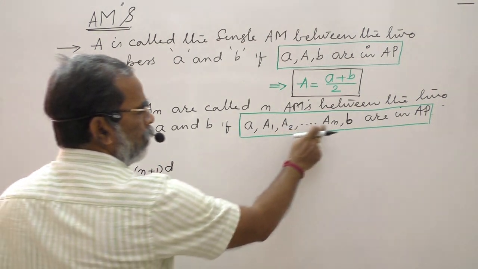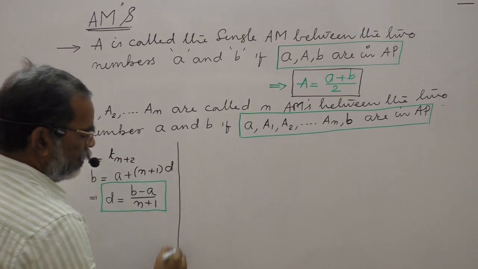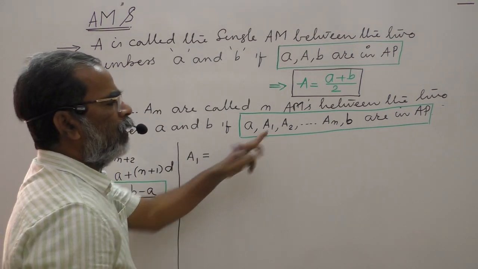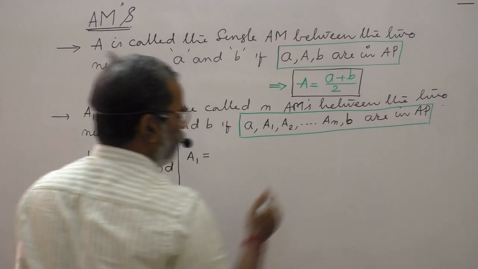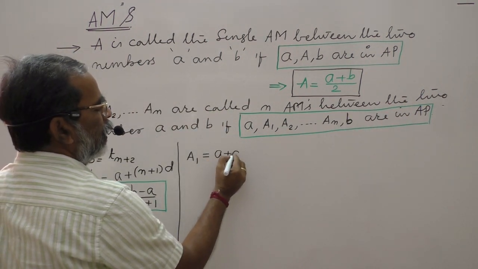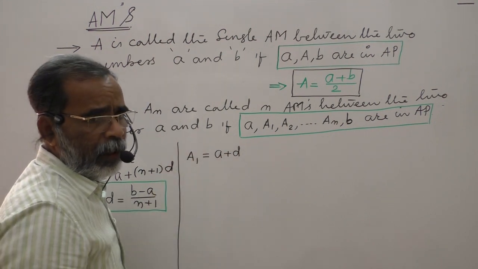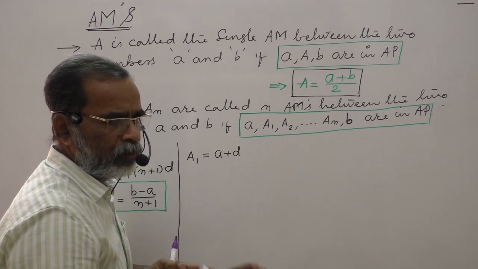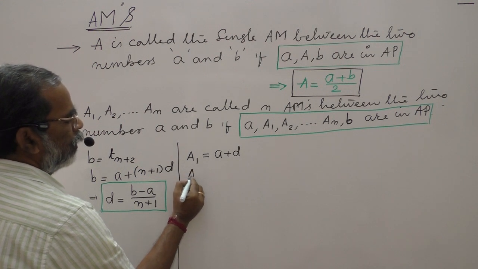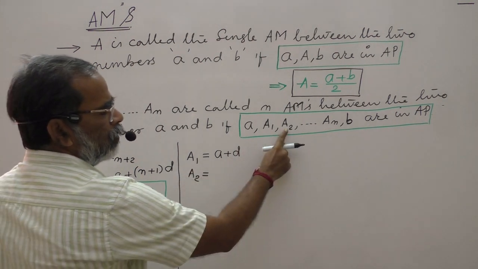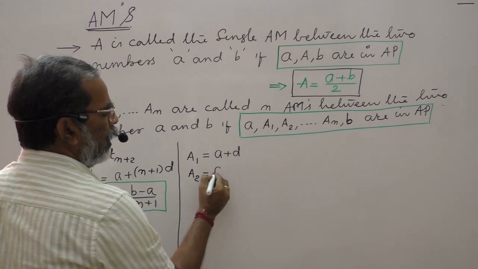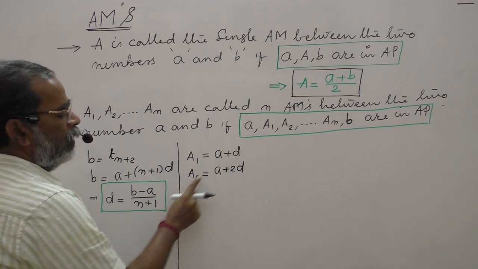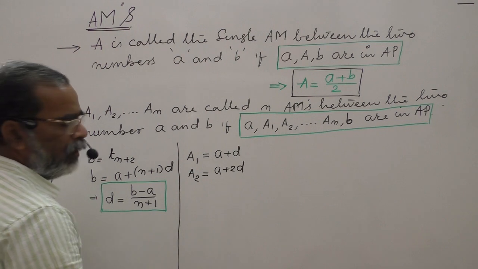So these are the AMs now. So now I will write the first AM. What is the first AM? It is A1. But this A1 is the second term of this AP series. Second term means it is written as a plus d. In an AP series, the first term is a, the second term is a plus d, the third term is a plus 2d, etc. So if I want A2, A2 is the third term, a plus 2d. If your index is 1, you are getting 1d. Index is 2, getting 2d, 3d, 4d, etc.